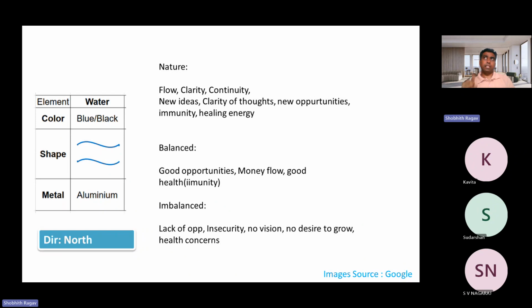So if somebody is facing any kind of money flow issues or lack of opportunities, then at least on a macro level, we can say there is a water imbalance in this particular house, the major Vastu defect. Or if somebody is frequently having health issues, immunity issues, respiratory issues, all these kinds of issues directly correlate to the water element imbalance. So straight away you can say the water element is imbalanced, so you have to balance this to set this right. Okay.